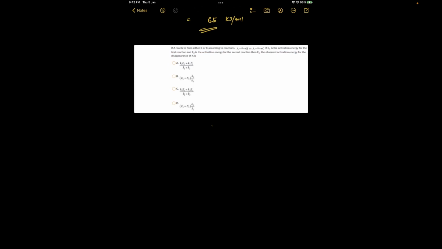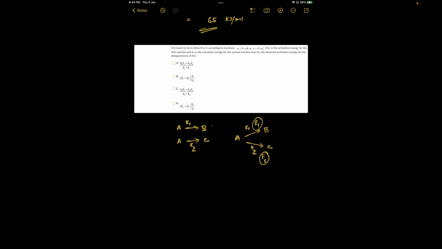So in this question, if A reacts to form either B or C according to the reaction, I'm just writing this. A to B is happening with rate constant K1, and A to C is happening with rate constant K2. That means it is a parallel reaction. E1 is the activation energy for the first reaction, and the activation energy for the second reaction is E2.